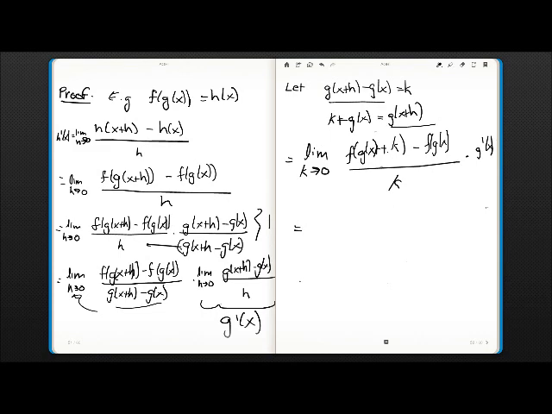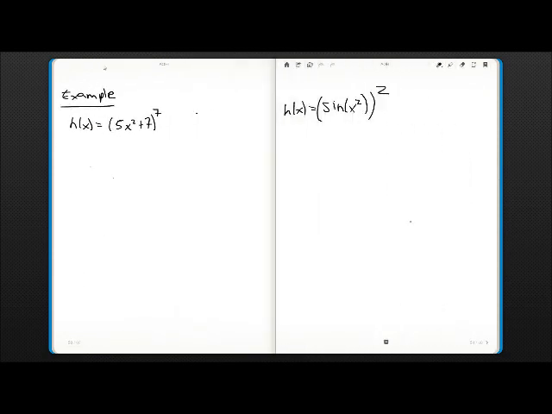So this pretty much looks like that again, except instead of x we have g of x, and instead of h we have k. Therefore this is pretty much f prime at g of x times g prime of x. So here's the proof. Next are the examples.